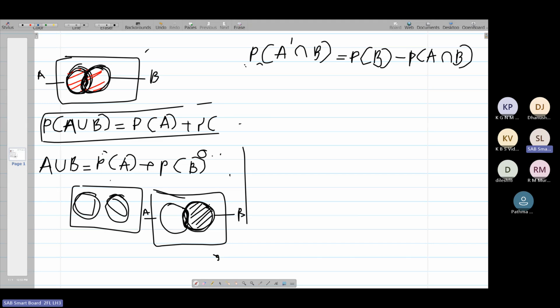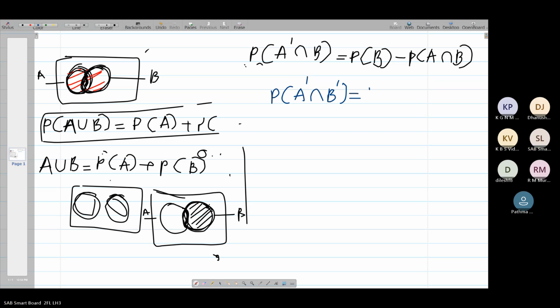Then the other one, what is this? A dash intersection B dash. Normally, A dash intersection B dash. Okay, then there is an easy way we can find it. There is a law, De Morgan's law. We call it De Morgan's law.